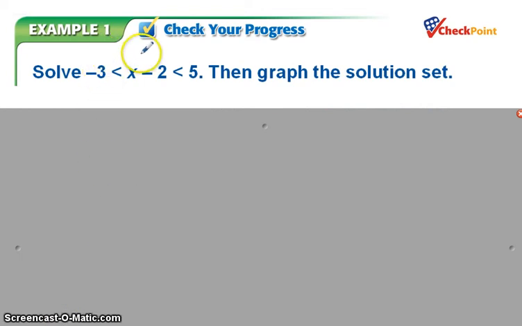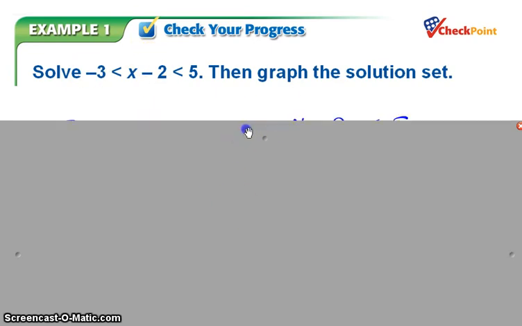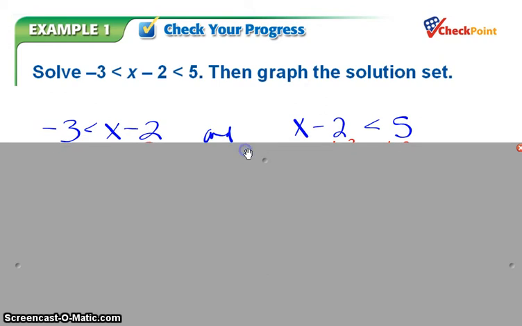Here we have your compound inequality. The first thing you're going to want to do is split them apart. So again, we took x minus 2 is greater than negative 3 over here, and we took x minus 2 is less than 5 and put it over here. Go ahead and pause the video for a second and solve those two inequalities quickly.